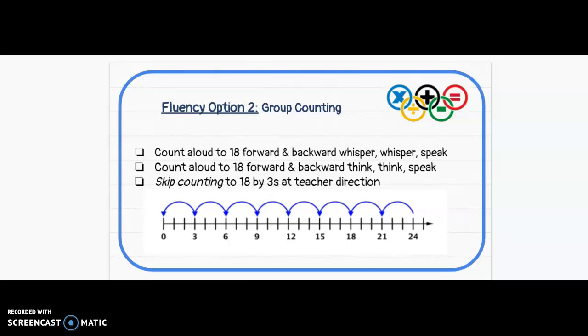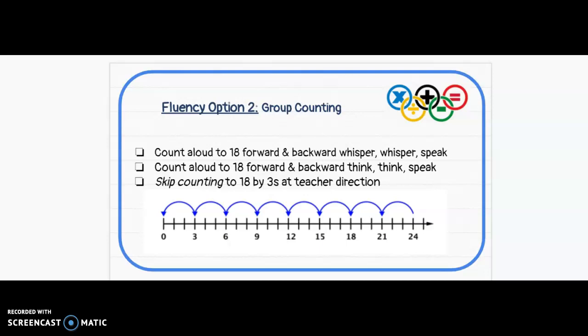Start counting by whispering, starting with 0. 0, 3, 6. Speak, 9. Whisper, 12. Speak, 18. Whisper, or stop. Do not whisper, do not go forward. We stopped at 18, sorry.